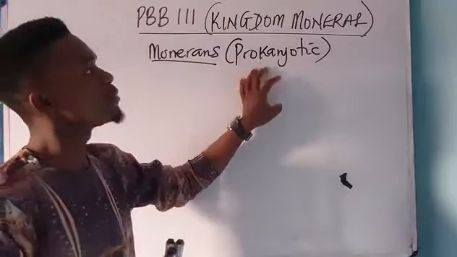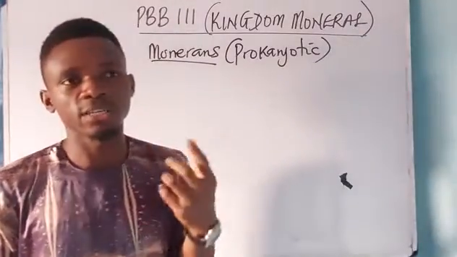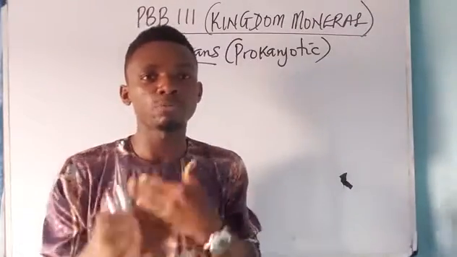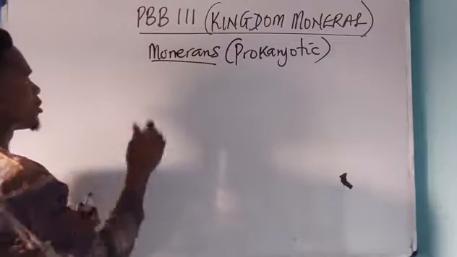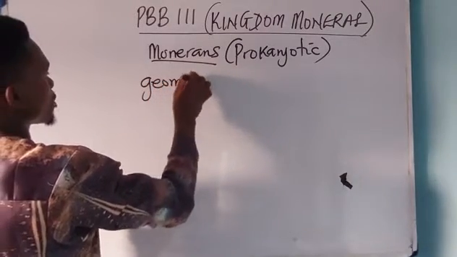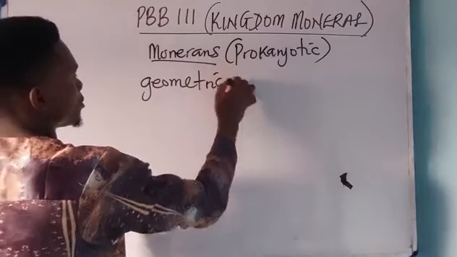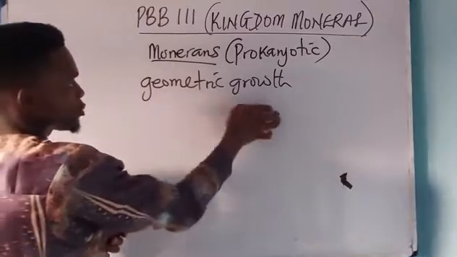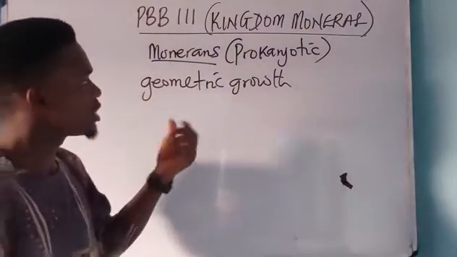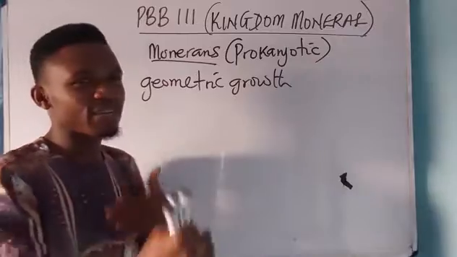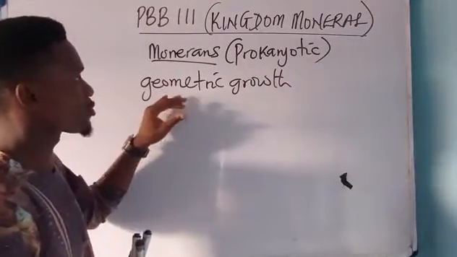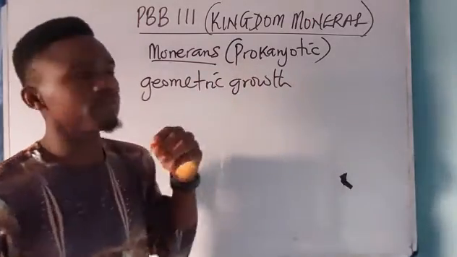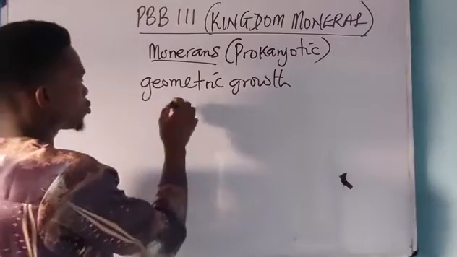And secondly, the prokaryotes are known to be the most successful creatures on earth. They are known to be the most successful creatures on earth. That is because they undergo a rapid type of growth called what? Geometric growth. All right, they reproduce very fast. And such growth is called what? A geometric what? Growth.